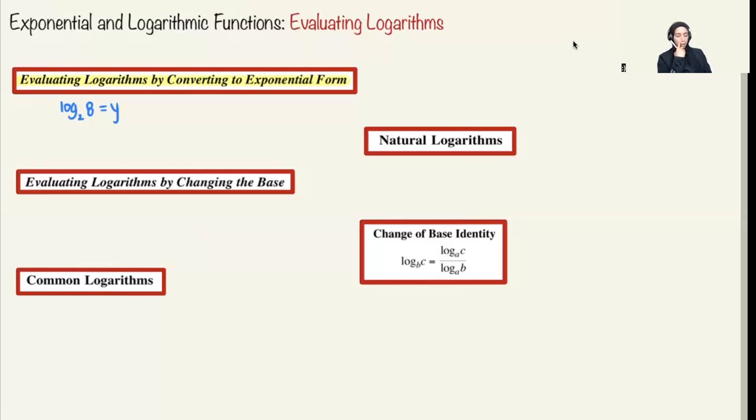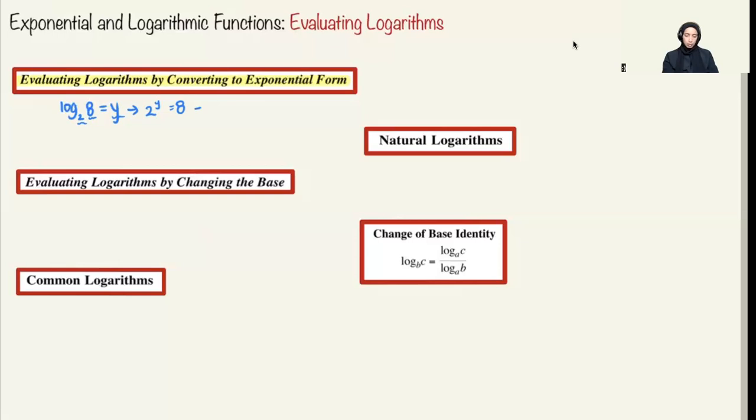We know that if I go from this logarithmic form to exponential form, this is the same base. So I go 2 to the power of this side, y, is equal to this argument, 8. So 2 to the power of something is equal to 8. We all know that 2 to the power of 3 is equal to 8. But let's say it was a slightly more difficult question.